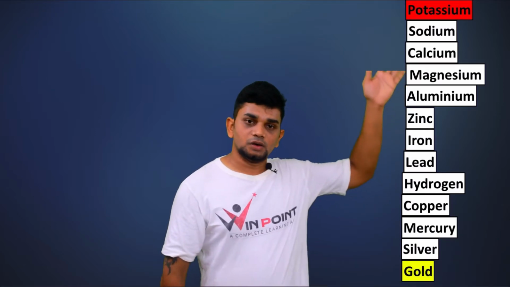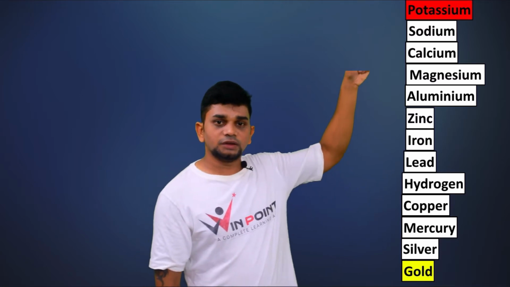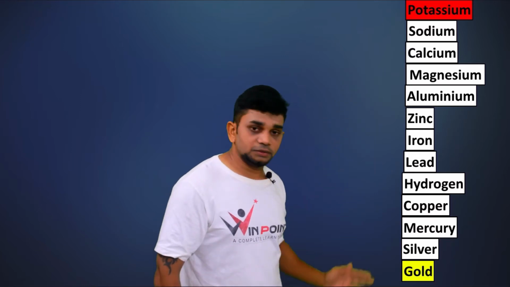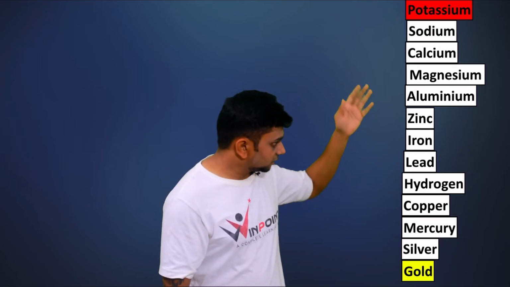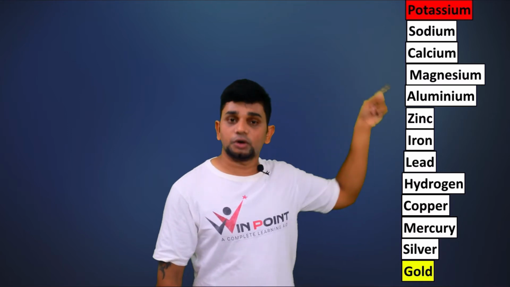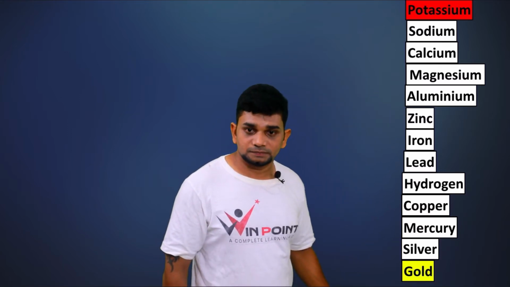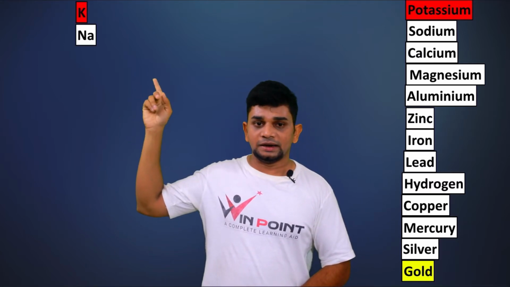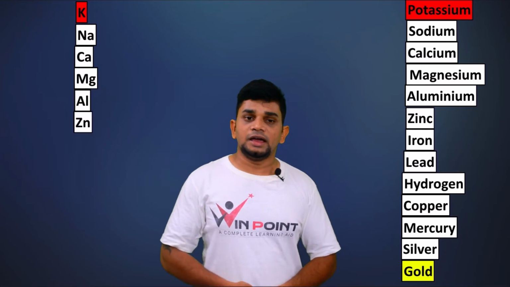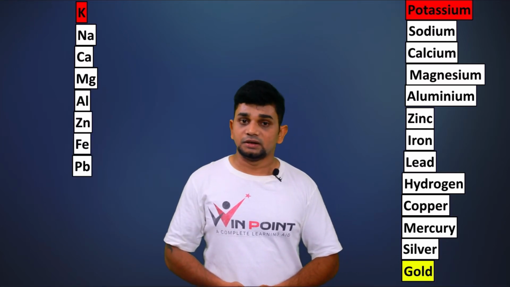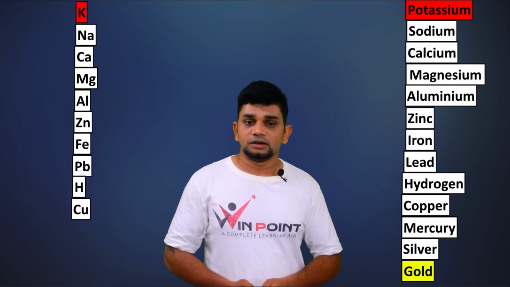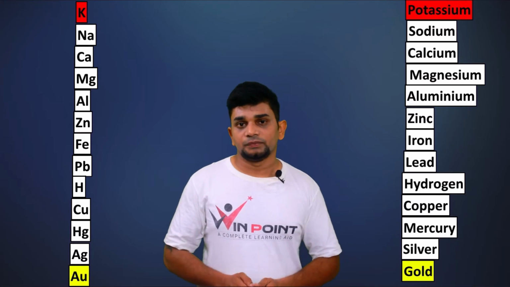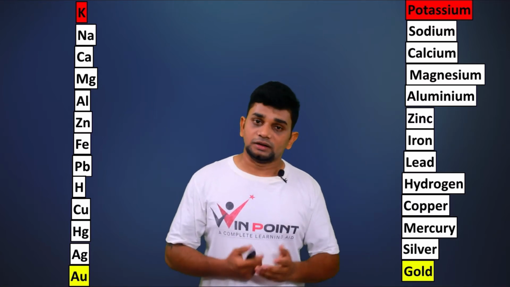It is the order. You need to learn that here potassium is more reactive, gold is less reactive. It is a decreasing order of reactivity. When we are coming down, the reactivity is decreasing. So the most reactive element is potassium, the least reactive element is gold. Let's write the symbols here. K, potassium; Na, sodium; Ca; Mg; Al; Zn; Fe; Pb, lead; H, hydrogen; Cu, copper; Hg, mercury; Ag, silver; Au, gold. So this arrangement is known as the reactivity series.